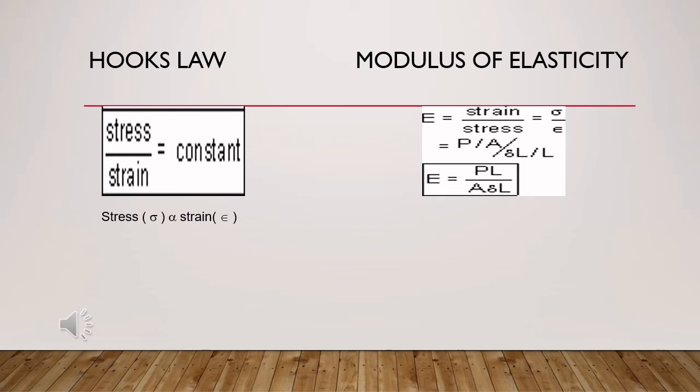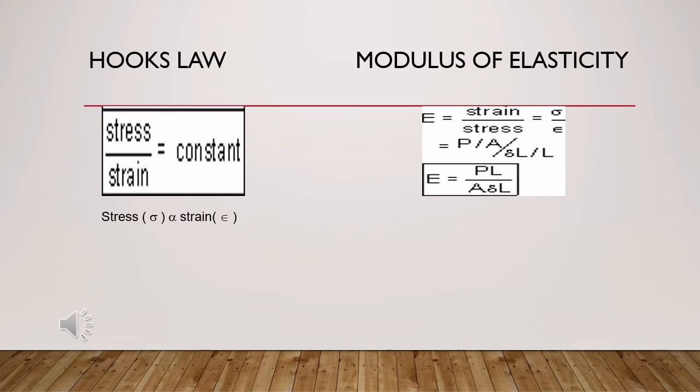A material is said to be elastic if it returns to its original unloaded dimension when the load is removed. Hooke's law therefore states that stress divided by strain equals a constant. There we can see the units for the stress and the strain.